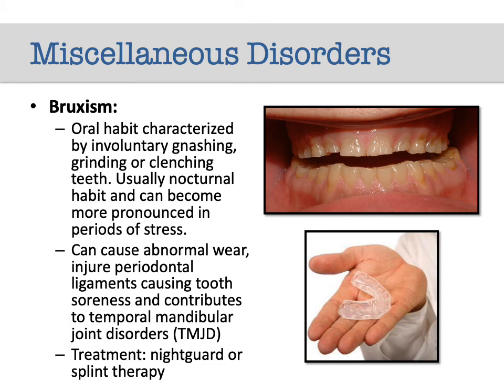Bruxism is an oral habit characterized by involuntary gnashing, grinding, or clenching of teeth. It is usually a nocturnal habit and can become more pronounced in periods of stress. It can cause abnormal wear, injure the periodontal ligaments, causing tooth soreness, and contributes to temporomandibular joint disorders, or TMJD. The treatment for bruxism is a night guard or splint therapy.